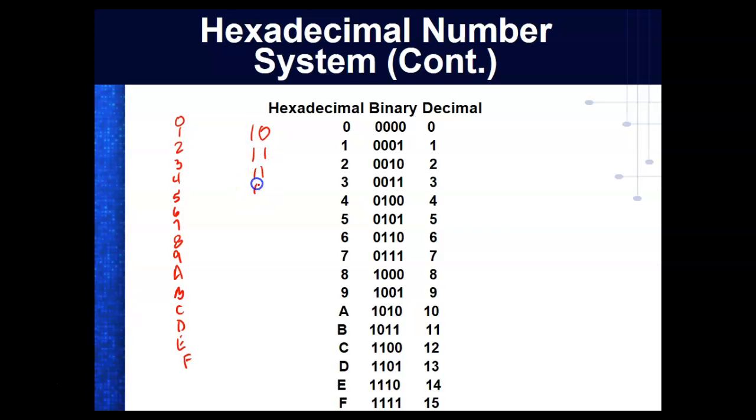1 1, 1 2, 1 3, 1 4, 1 5, 1 6, 1 7, 1 8. No, I'm sorry. 1 9, 1 A, 1 B, 1 C, 1 D, 1 E, 1 F, 2 0. Counted to 16 twice, and we just keep going. So when you run out of combinations, you just add another digit and you keep going.